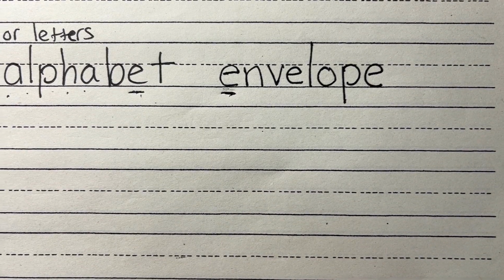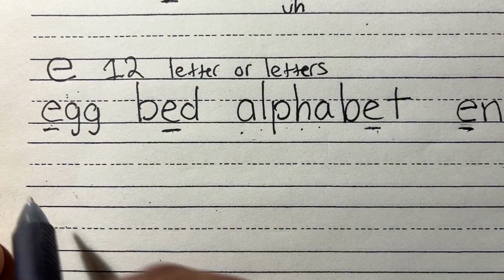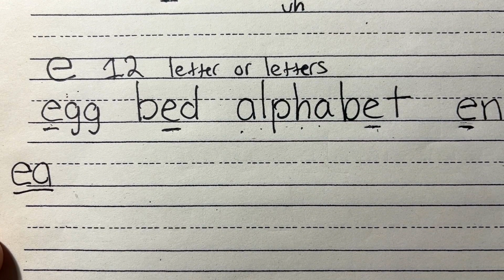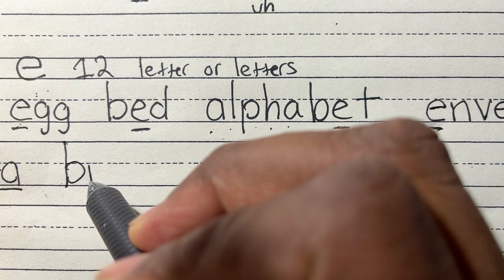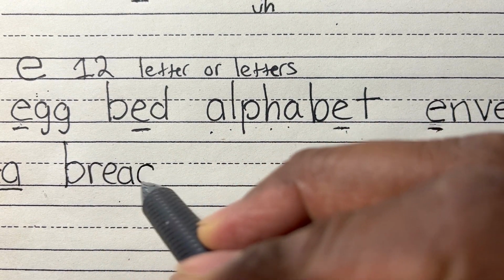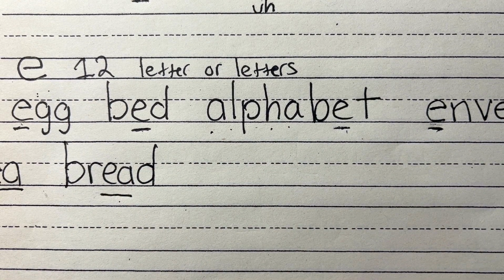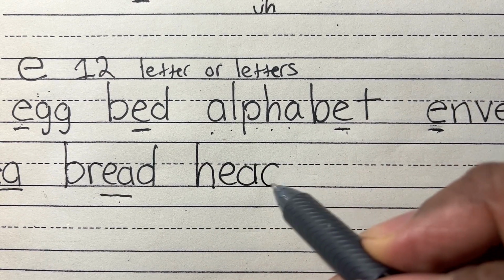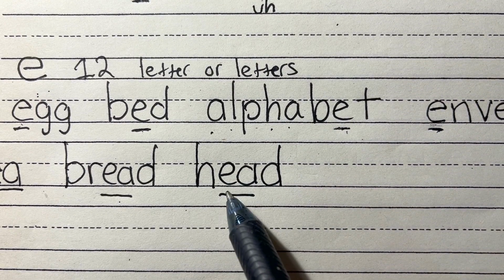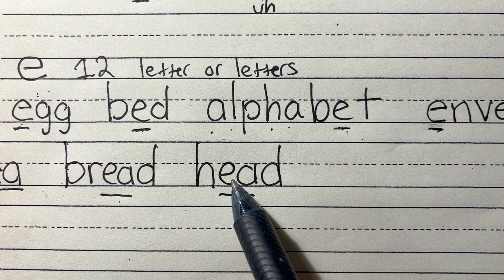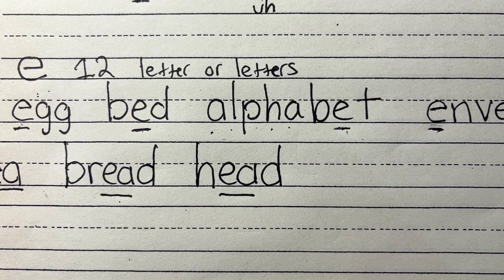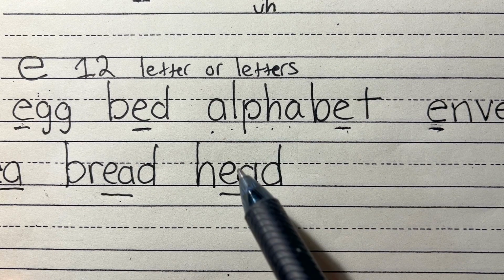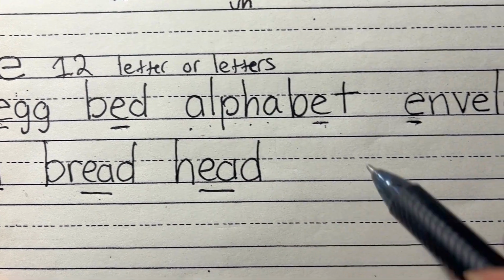Good. So now we have a combination, EA. It's a combination that makes a phoneme. So we have bread. Bread. And that gives us the same as the egg sound. And then we have head, shoulders, knees, and toes. And also remember, EA can also make a long A sound, like great, or a long E sound, like lead. Okay, now let's go on to the next one.